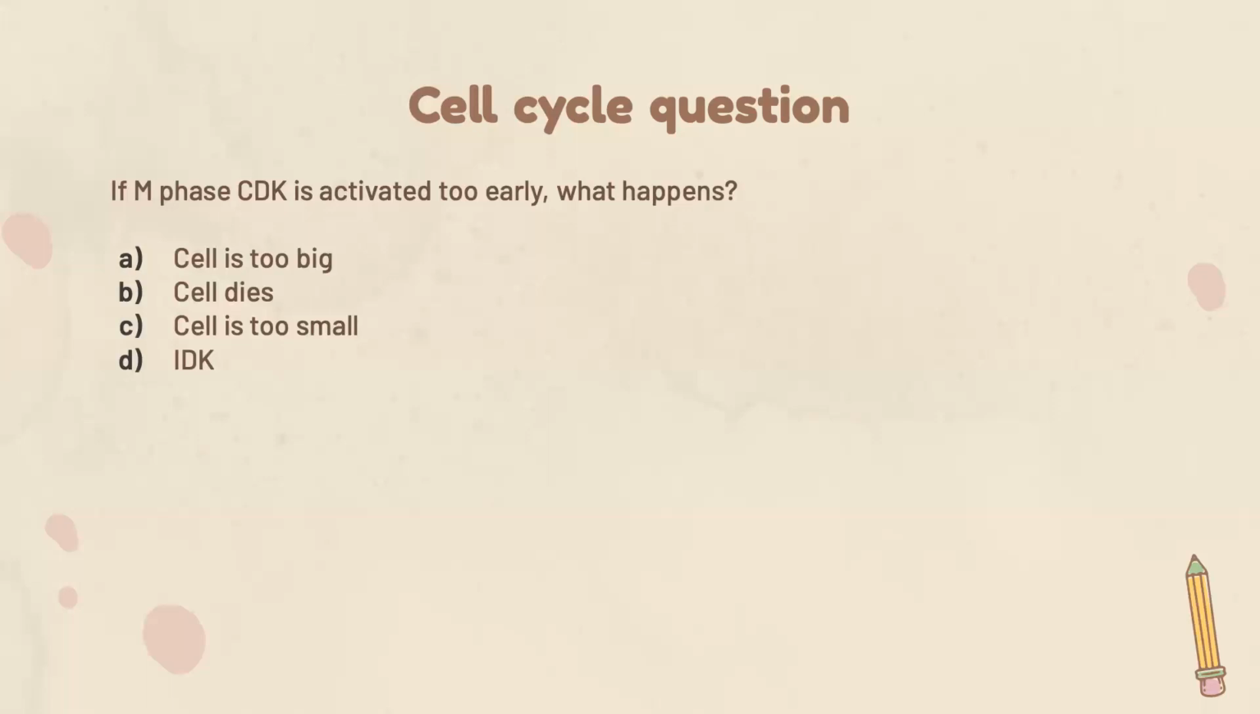I heard someone over there say it. You want to say the answer? Okay. So M phase CDK is activated too early. That means it wasn't stuck in G2 long enough, basically. So it didn't have enough time to grow and it's going to be too small.